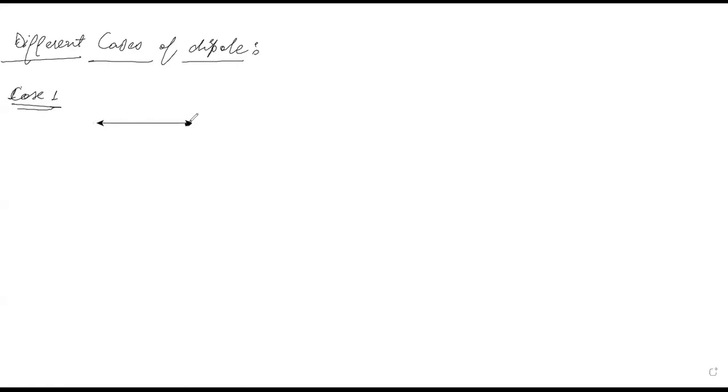This is the dipole of minus q charge and the plus q charge. This is the direction of the dipole, and the field is also in the same direction. So we can say here the angle between the dipole and electric field is 0 degree. If the angle between them is 0, then what will be the net force acting upon this body? Then the net force will also be 0.